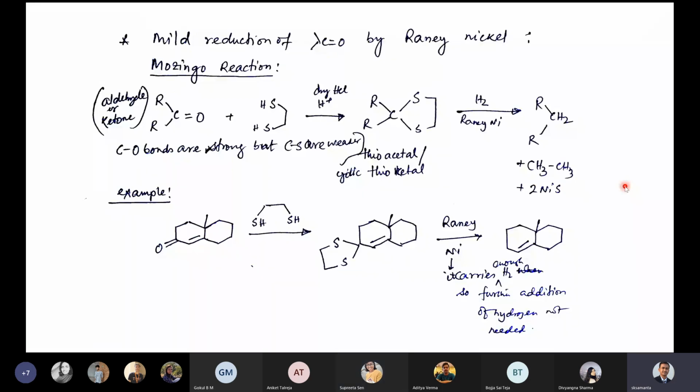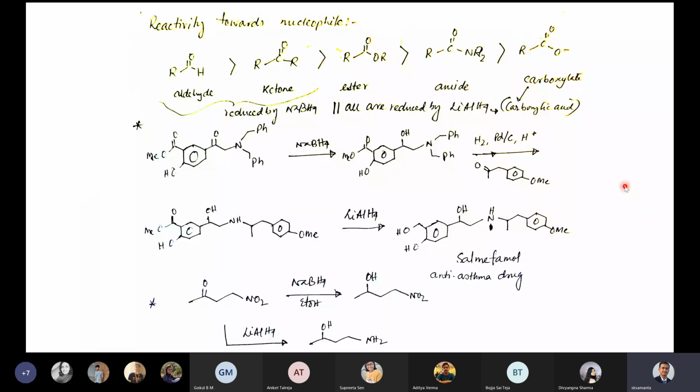Yes, sir. Okay, so we have almost covered this much. So now let's summarize in terms of different functional groups. For example, we have many different functional groups. Now let's consider one by one how we reduce them. For example, aldehyde and ketone, what kind of reducing agent would you choose? We know it is sodium borohydride, correct? For ester, we know sodium borohydride does not react, so we must use lithium aluminum hydride.